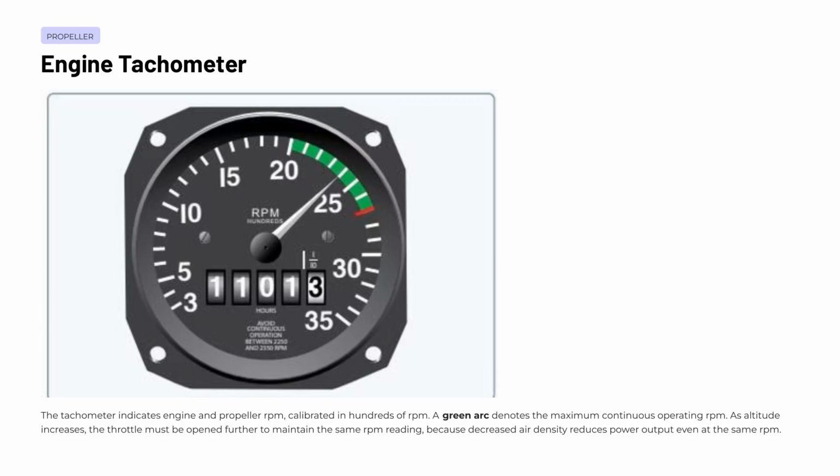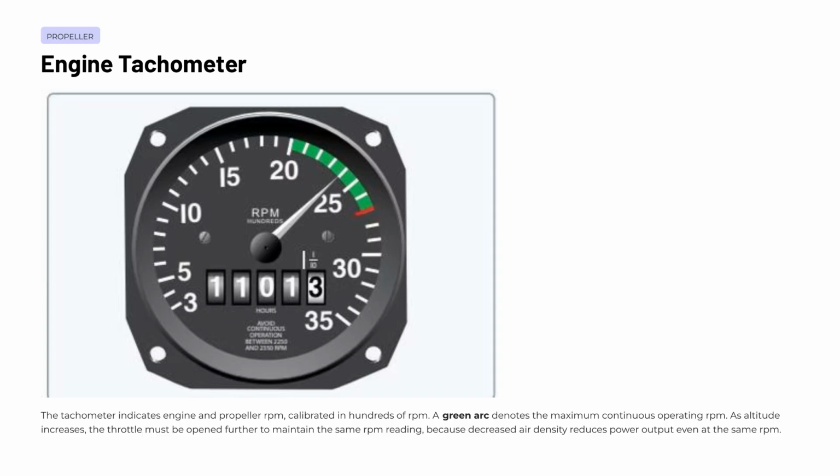The tachometer is your primary instrument for monitoring engine and propeller speed, and it displays revolutions per minute calibrated in hundreds. As you scan the instrument, pay close attention to the green arc, which represents the maximum continuous operating range. You should keep your engine operating within this arc during normal flight to ensure longevity and safe performance.